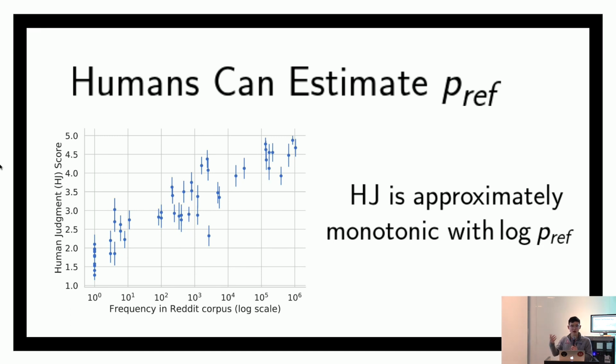For PREF, we can't get PREF for most tasks. But for Reddit, we can just simply do the empirical count of the sentence divided by the total number of sentences. And when the count is large, you can get an estimate of PREF. It doesn't work if the count is 1. But we use this to validate that human judgment is a reasonable proxy.